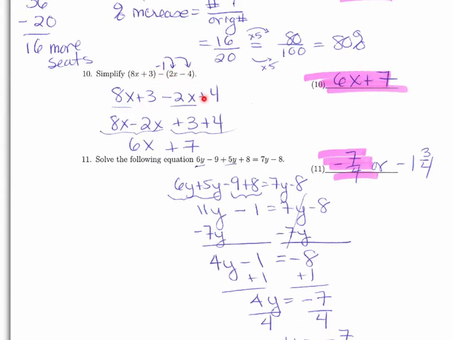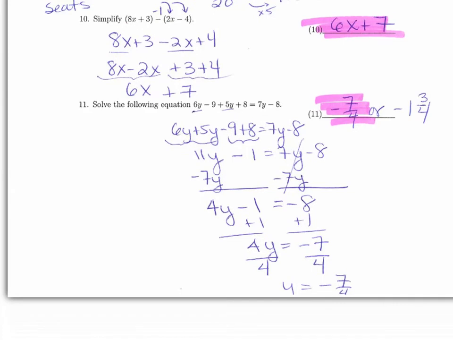Now we're going to collect like terms. 8x minus 2x is 6x. If you can do that and skip this step, by all means do that, as long as you're always correct. But if you tend to make some errors, you should move them around first by commuting the terms. So 8x minus 2x, that gives you the 6x, and then the 3 plus the 4 here give you 7. Final answer, 6x plus 7.